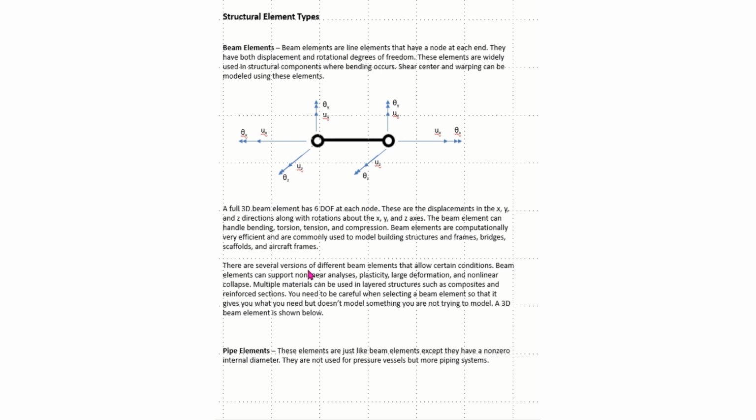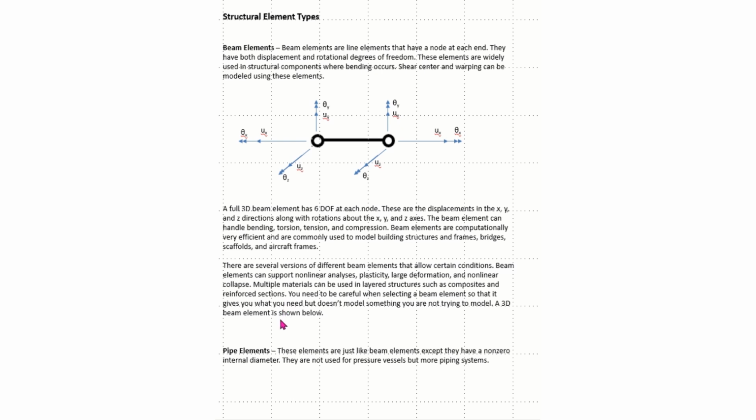There are several versions of beam elements that allow various conditions. Beam elements can support nonlinear analysis, plasticity, large deformation, and nonlinear collapse. And multiple materials can be used in layered structures such as composites and reinforced sections. You need to be careful when selecting a beam element so that it gives you what you need but doesn't model something that you're not trying to model.